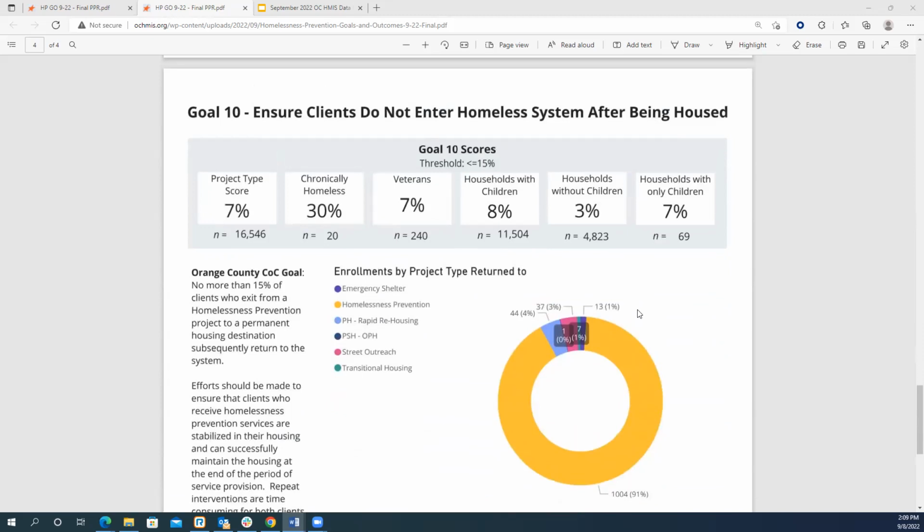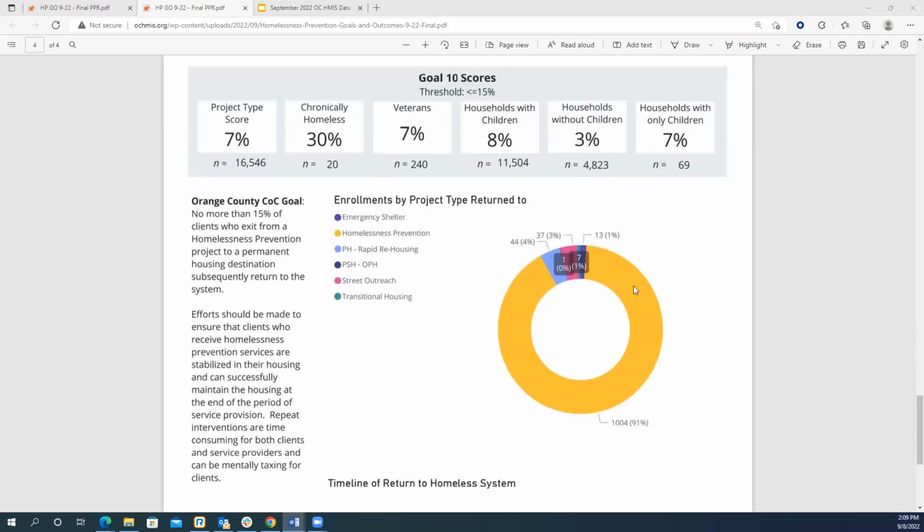And our last measure is looking at clients that exit to permanent housing and then later return to the homeless system. And the good news is almost all of the returns to the homeless system are to prevention projects. So what's happening is the client is exiting the prevention project to a permanent housing destination, so that means they are likely remaining in whatever housing situation they're in.